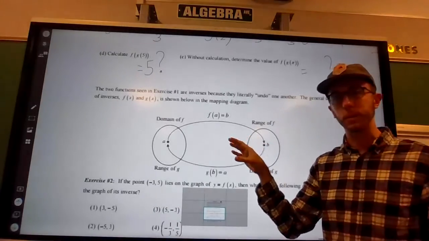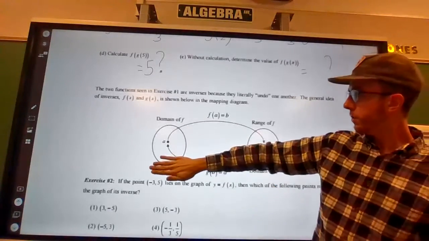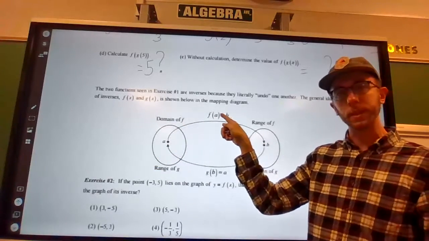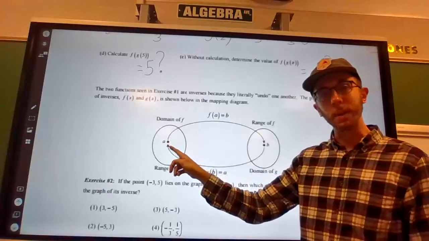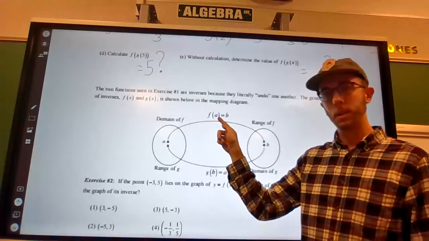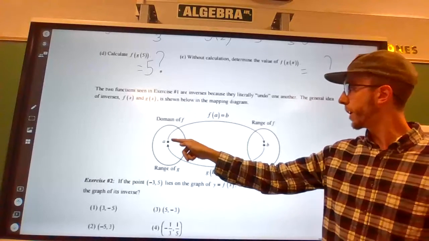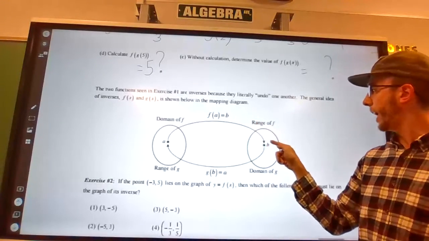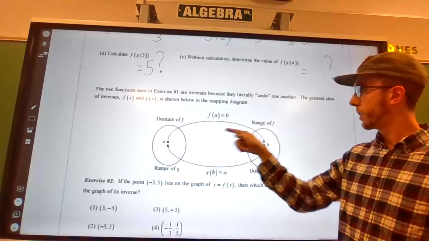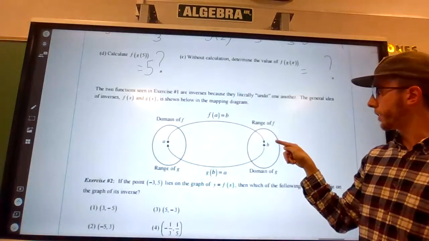So the general idea of inverses, f of x and g of x, is shown in this mapping diagram here. Okay? So start over here on the left where it says the domain of f. Okay, that's all our possible inputs that could go into this f of x function. And here they're naming all our inputs a. Okay, so if you have f of x, when all those a inputs go in, the outputs are b. Those are your outputs. So all these b values are your range. So a's as your inputs go in and come out as b's. Inputs, outputs.